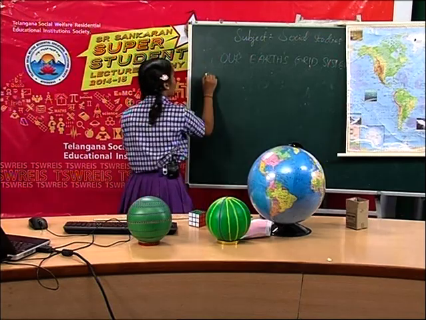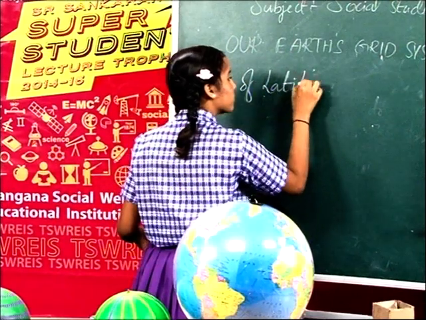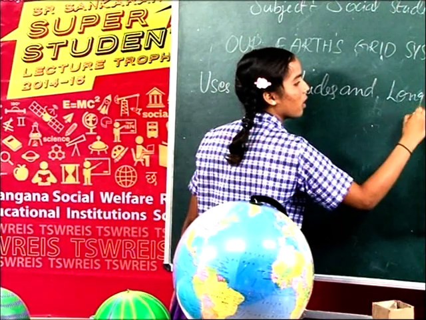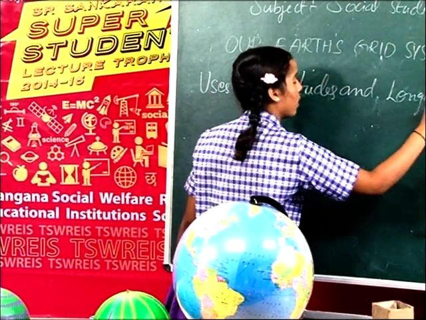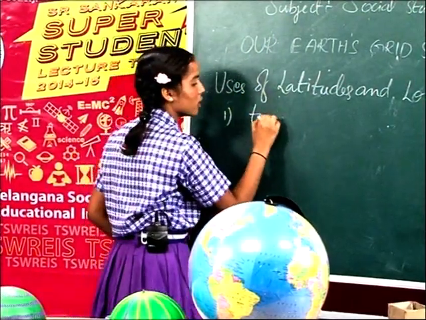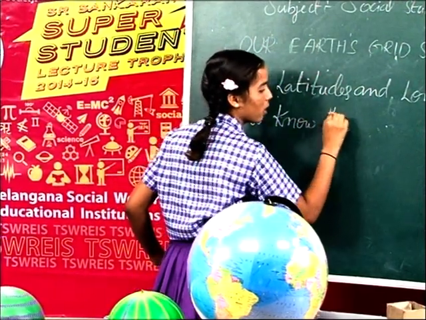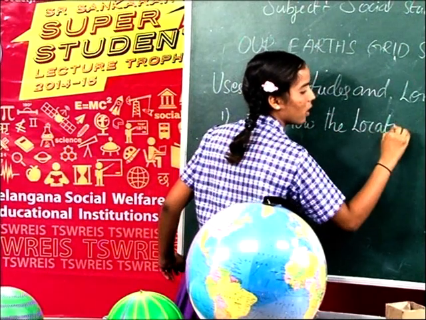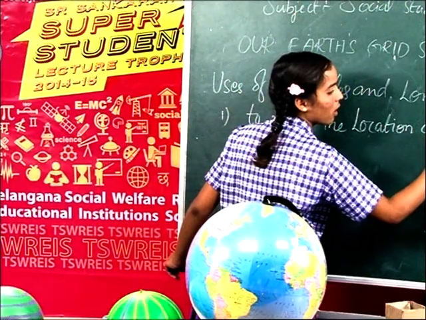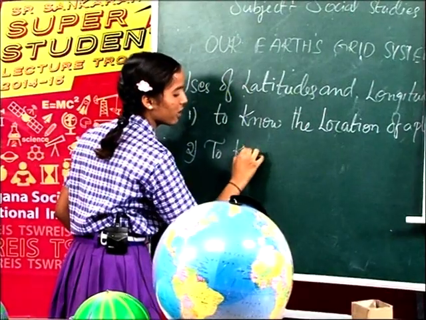The uses of latitudes and longitudes. Friends, the uses of the longitudes. First one is to know the location of a place. To know the location of a place. And second one is to know the weather conditions.